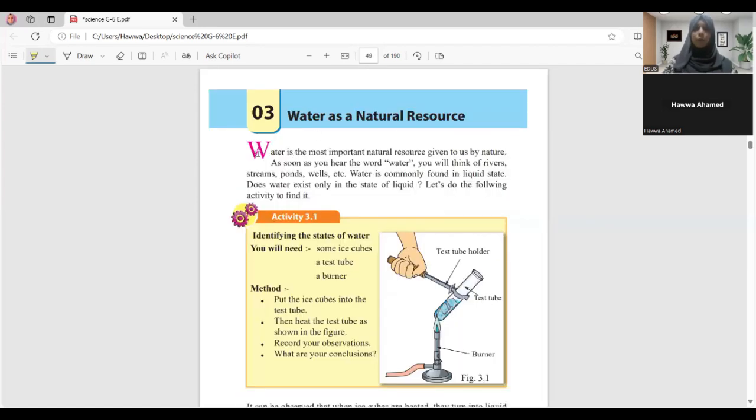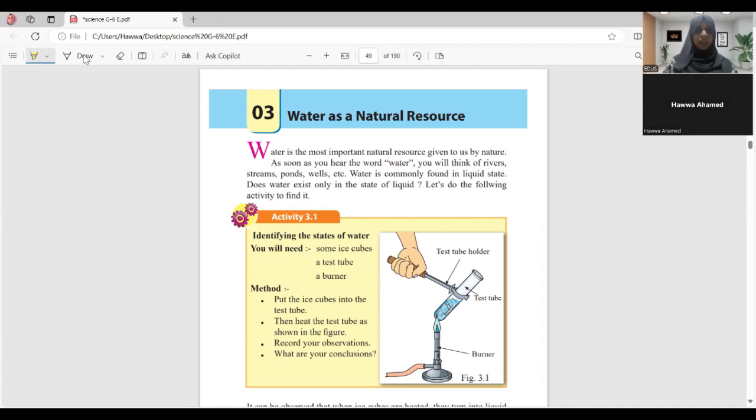As everyone knows, water is the most important natural resource given to us by nature. Right. But when you were small, they might ask you what is the importance of water, how do you describe water. Then you can tell we use water to drink. Water is very useful. Water is liquid. Examples for water are rivers. But now we study water in three states.